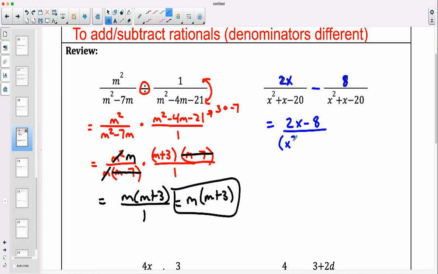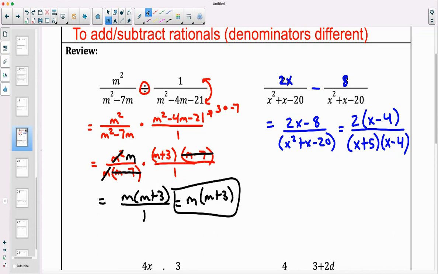Then we can look at factoring. Okay, can we factor and cancel a little bit? We can take a 2 as a GCF out of the top. The bottom we can factor as an x plus 5 and an x minus 4. Those two numbers multiply to negative 20 and they add to negative 1. Then we're able to get to our answer. We can cross off the things that match. And 2 over x plus 5 is our answer.